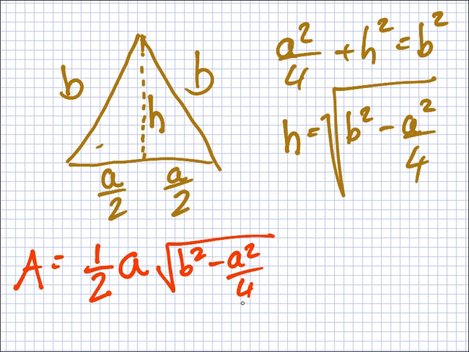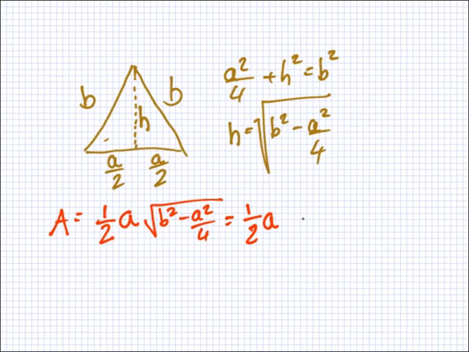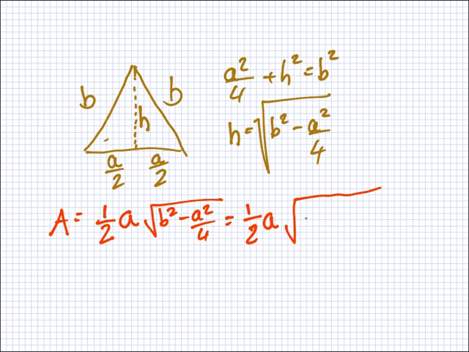So, what I'll do is I shall factor out a squared from the inside. So I'm going to take a squared out on the inside. So then the b squared has to become b squared over a squared.